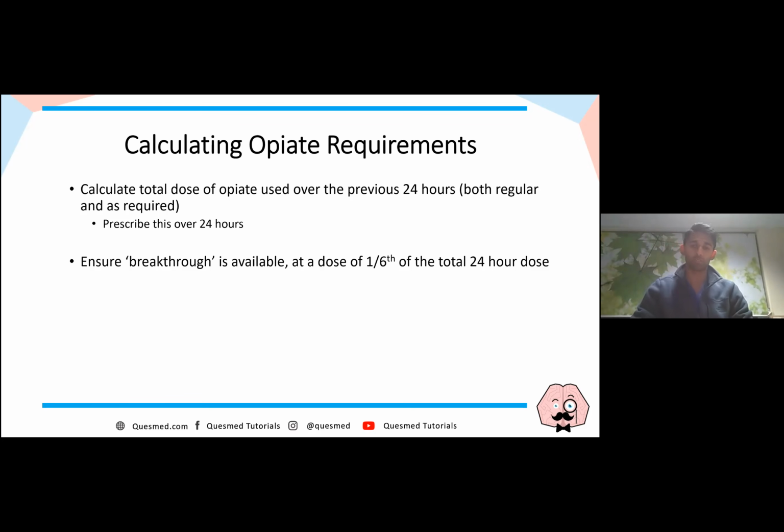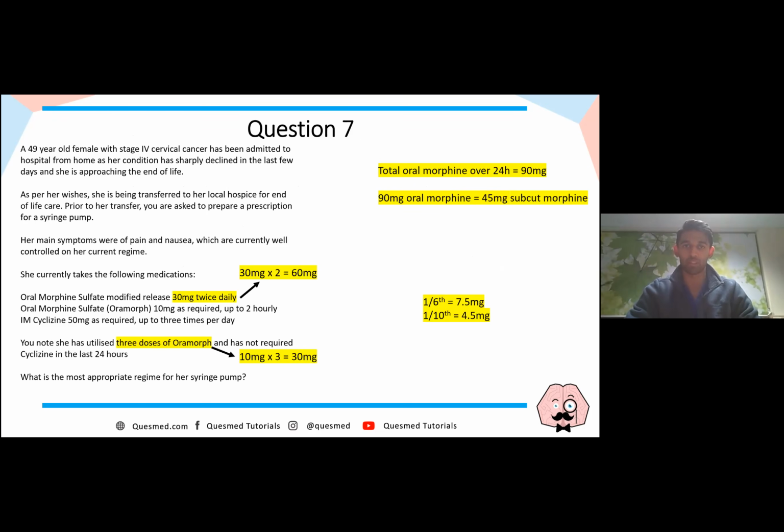Okay. So I'm just going to reiterate that. You might find a patient at any given moment in time, they're using regular and they're using breakthrough too often, and you want to calculate the new regimen for them. So you combine, you get the total dose, regular plus breakthrough. That is your new regular dose. And then on top of that, you prescribe 1/6 to 1/10 of that new regular dose. Okay, hopefully that's clear. So now we can go to the question.